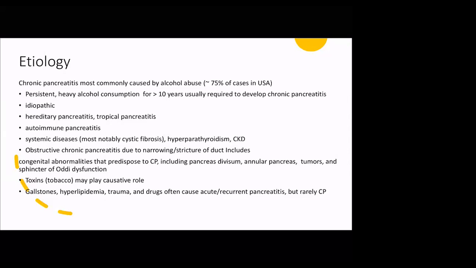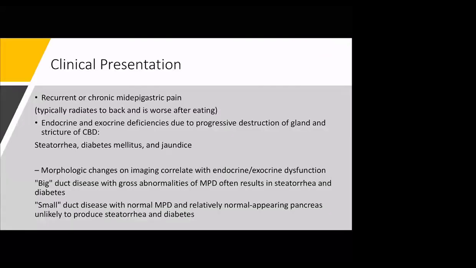It may present as recurrent or chronic mid-epigastric pain, typically radiating to the back and worsening after eating. It is associated with endocrine and exocrine deficiencies due to progressive destruction of the gland, which may cause steatorrhea as a result of malabsorption, diabetes mellitus, and jaundice. Morphological changes on imaging may correlate with the endocrine and exocrine function.